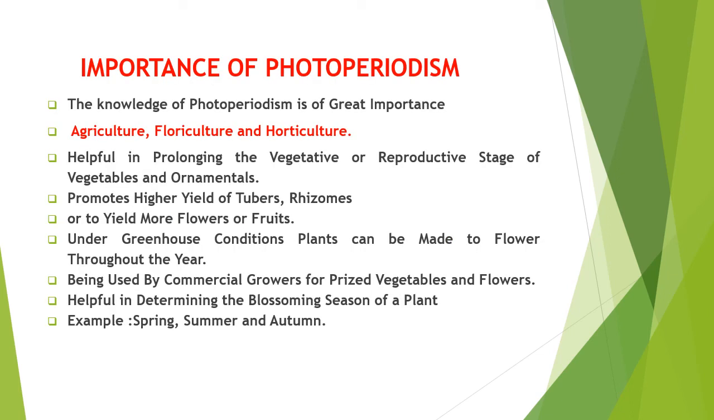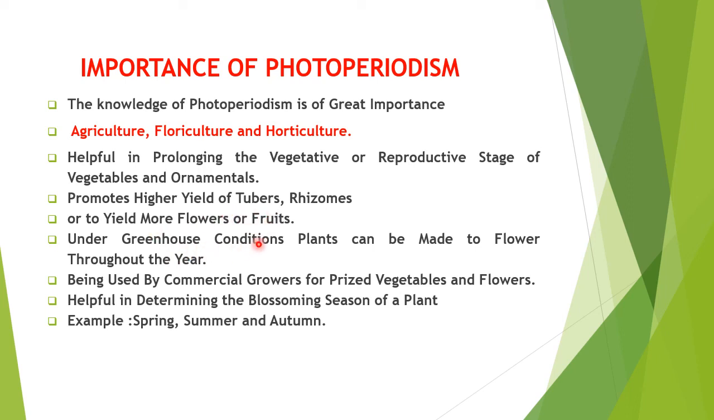What is now the importance of photoperiodism? The knowledge of photoperiodism is of great importance in agriculture, floriculture, and horticulture. As I have already mentioned, the knowledge of photoperiodism has opened a multi-million-dollar industry by way of chrysanthemum blooms round the year. It has helped in prolonging the vegetative or reproductive stages of vegetables and ornamentals. Because you have understood photoperiodism, you can prolong the vegetative or the reproductive stage of a particular vegetable or a particular ornamental plant. So it promotes higher yield of tubers and rhizomes, or yields more flowers or fruits.